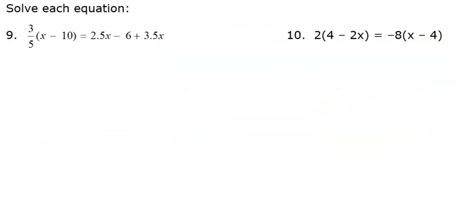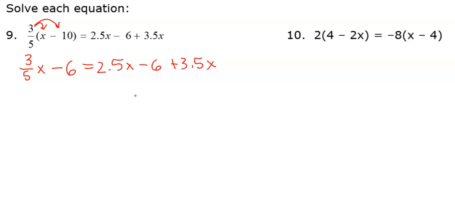Questions 9 and 10 ask you to solve for x. So for number 9, I'm going to multiply 3/5 times x, and then 3/5 times negative 10, which is negative 30 divided by 5, which is negative 6. There's nothing to distribute on the right side. However, the right side does have 3 terms, 2 of which are x's. So I'm going to combine these like terms here. I'm going to keep the left side the same, and I'm going to add 2.5 with 3.5. And that gives us 6x.